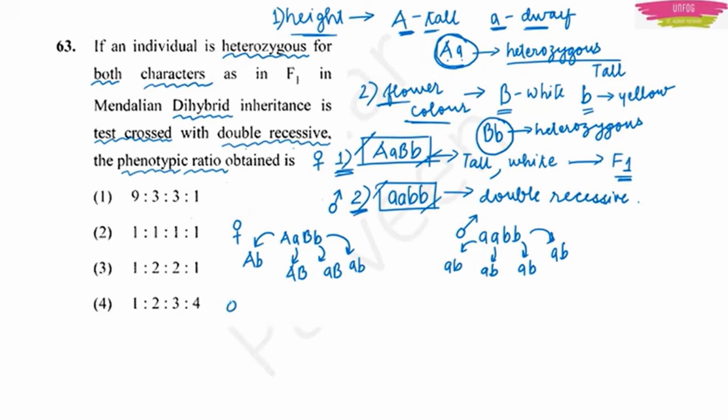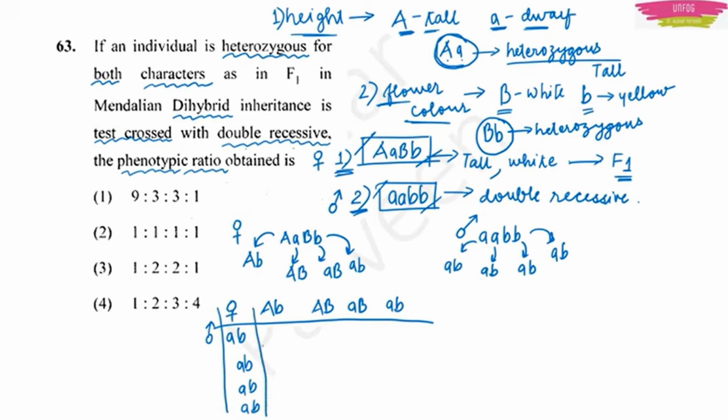Okay, now we'll write down the female gametes first, which are capital A, small b, capital A, capital B, small a, capital B, small a, small b. And now here we'll write down the male characters. Let's differentiate them so we are not confused. So small a, small b, then again small a, small b, small a, small b, and again small a, small b. Now we'll have to make a cross between them.